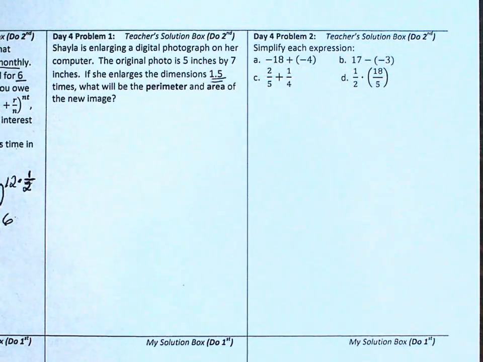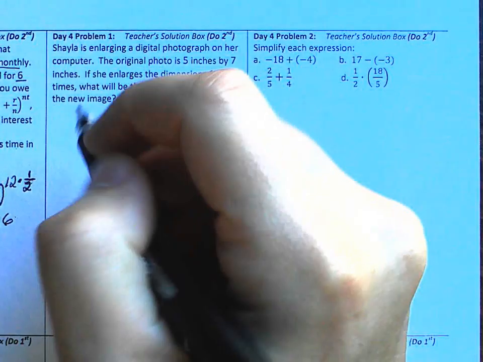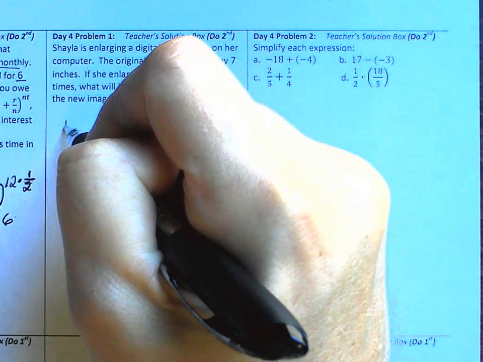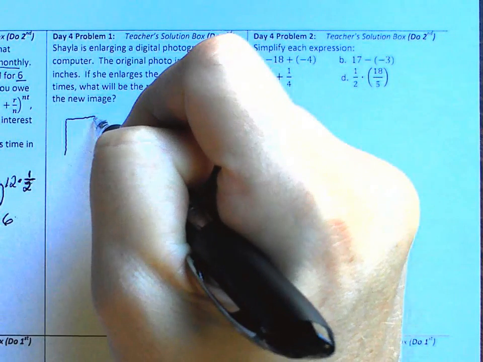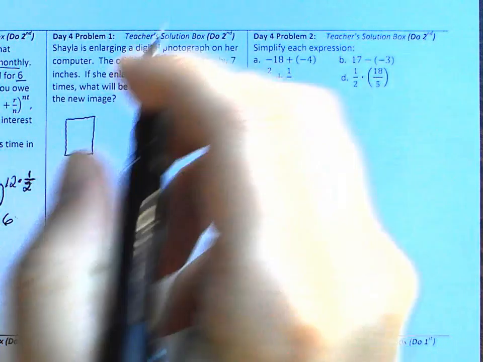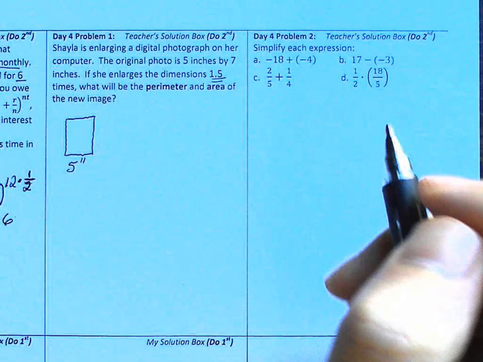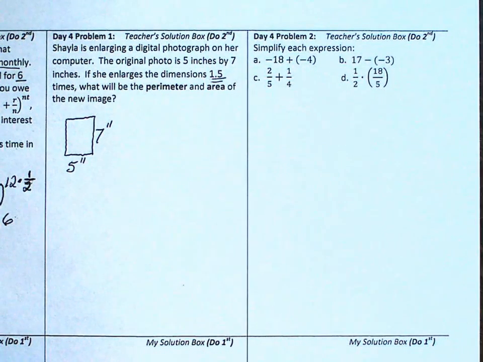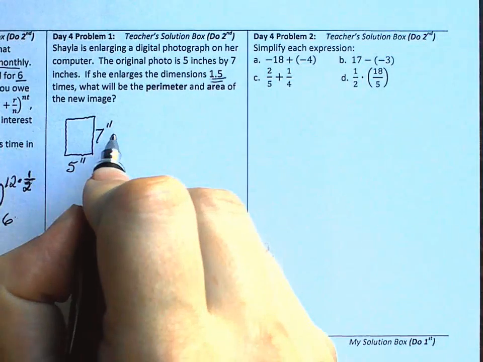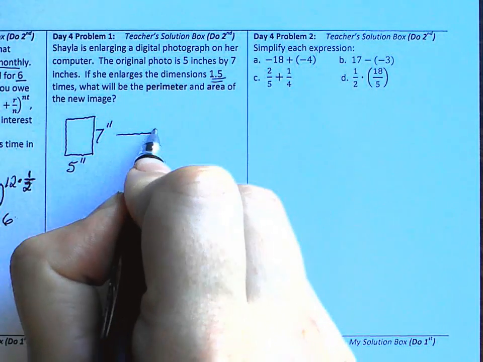So Shayla has this photograph, and it's 5 inches by 7 inches. I'm going to draw a quick sketch of that. So just a rectangle, and then the width of it 5 inches, and the height of it 7 inches. And what she's doing is she's going to use her computer to transform that picture. And so here's an arrow to indicate the transformation. And what she's doing is she's enlarging it.